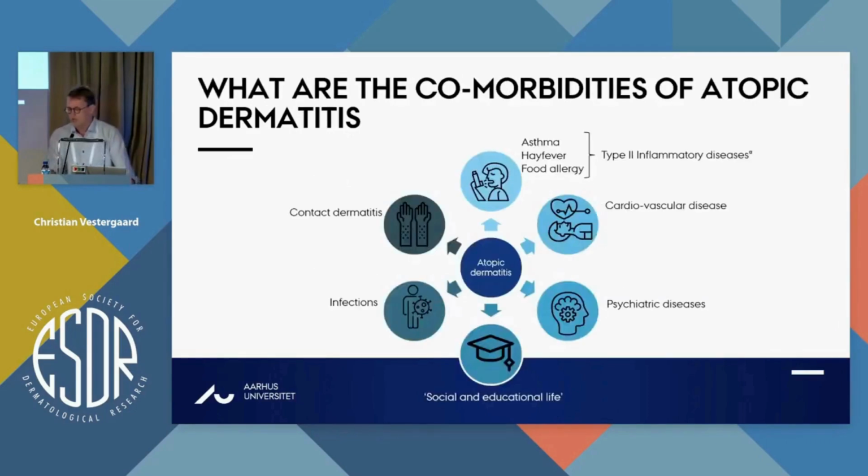But what are the comorbidities in atopic dermatitis? I tried to just put them up here, and we're going to discuss some of them. We have the typical type 2 inflammatory diseases that we see together with AD, like asthma, hay fever, food allergies.